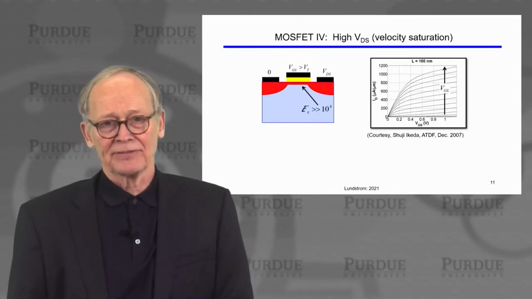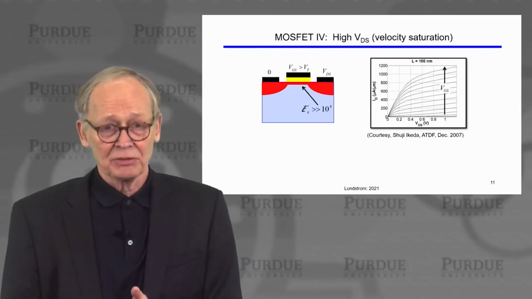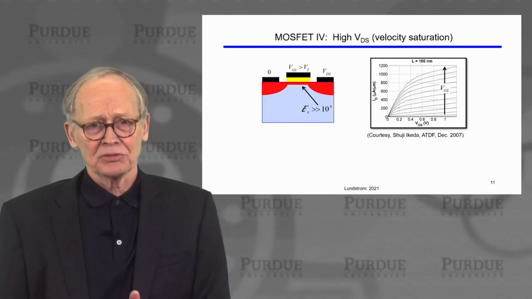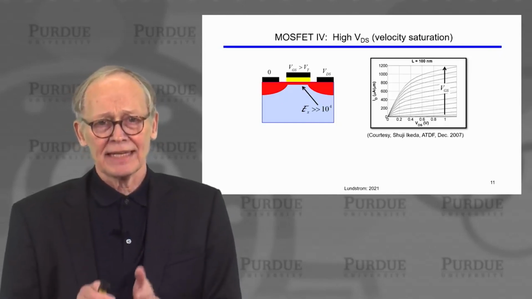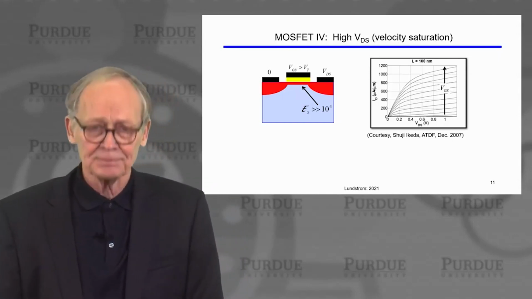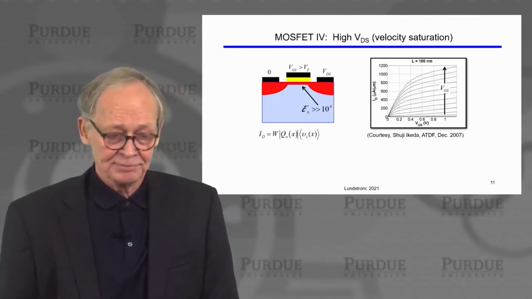It comes from the fact that in very short channel devices, the electric field is very large. Under large electric fields, at least in bulk semiconductors, the velocity saturates at a value called Vsat, about 10 to the 7th centimeters per second. And the carriers just can't go any faster than that.